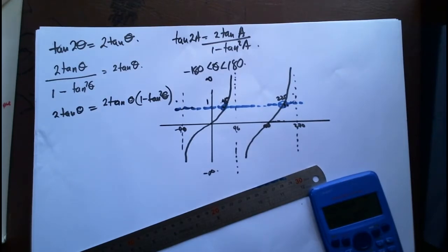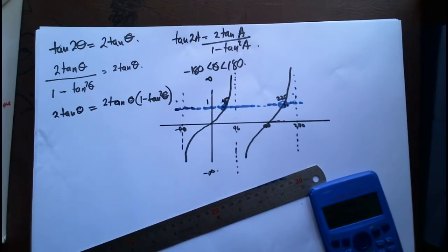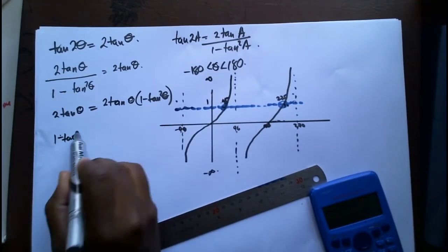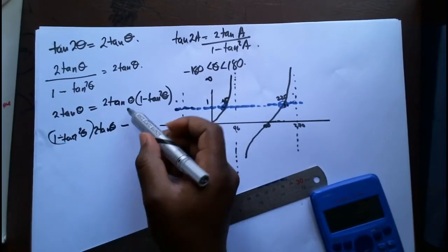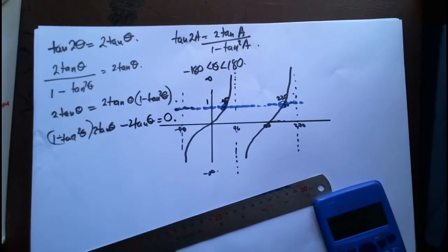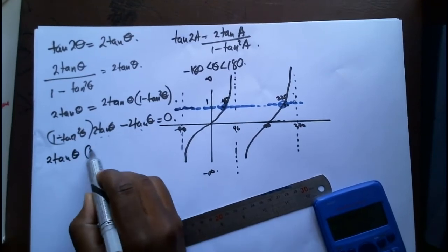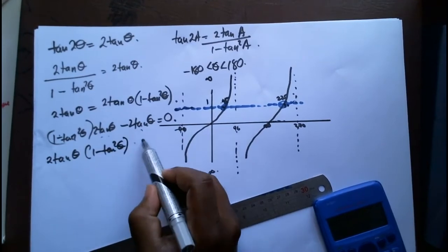So in our example, we would have 6 values for theta. Let's see. I'm just writing this in reverse: tan squared theta, then 2 tan theta, because I'm taking this to this side, 2 tan theta is equal to 0. All right. Then I can factor out 2 tan theta. So 2 tan theta times (1 minus tan squared theta) is equal to 0.